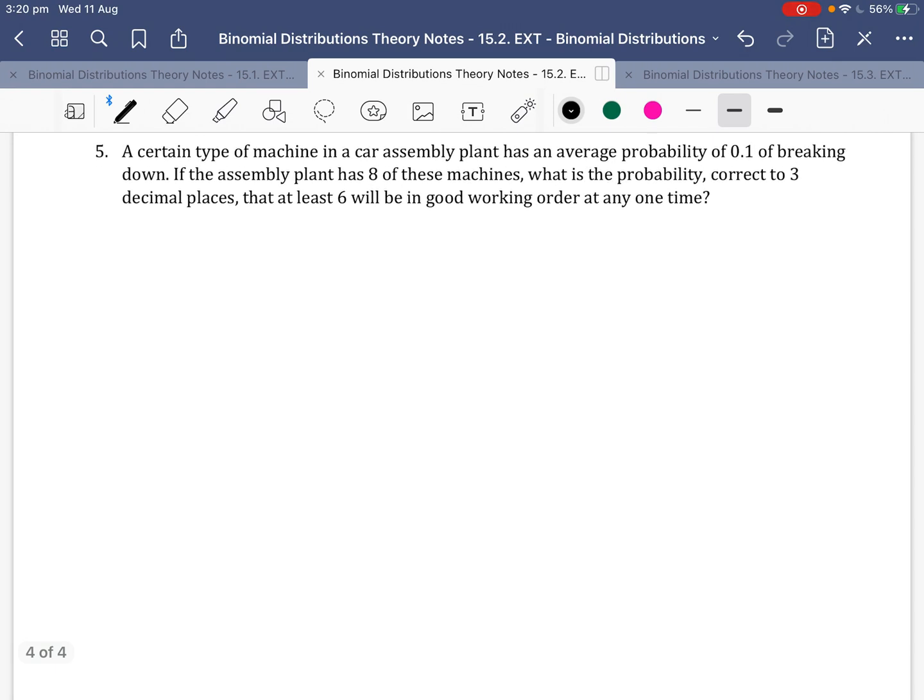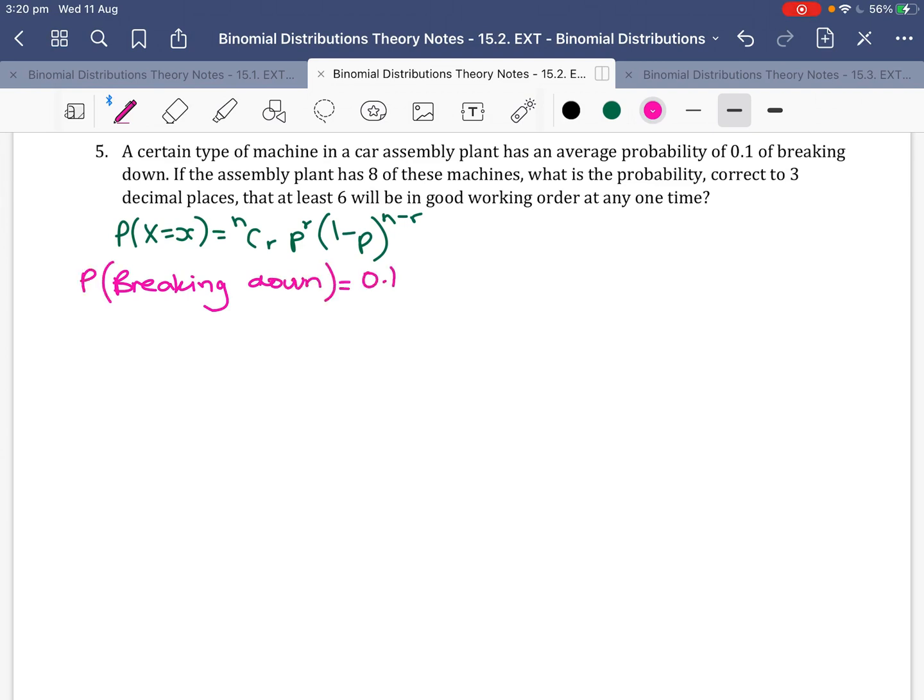Then, for example 5, we have a certain type of machine in a car assembly that has an average probability of 0.1 of breaking down. If the assembly plant has 8 of these machines, what is the probability, correct to 3 decimal places, that at least 6 will be in good working order at any time? So again, we want to use the probability that x equals nCr, probability of r, 1 minus the probability of n minus r. From this question, we have that breaking down has a probability of 0.1.